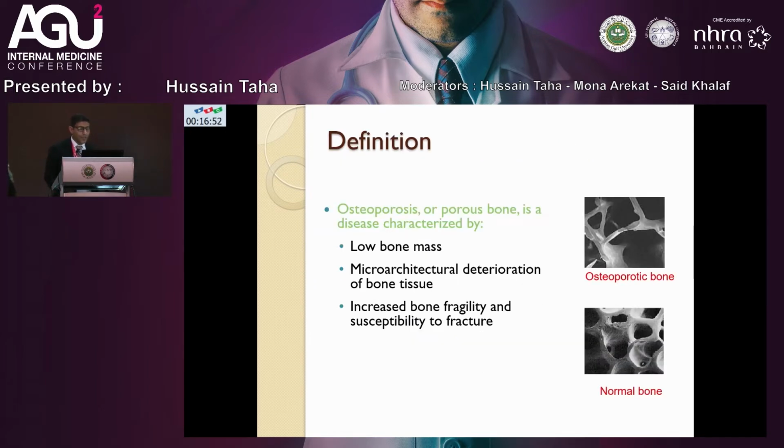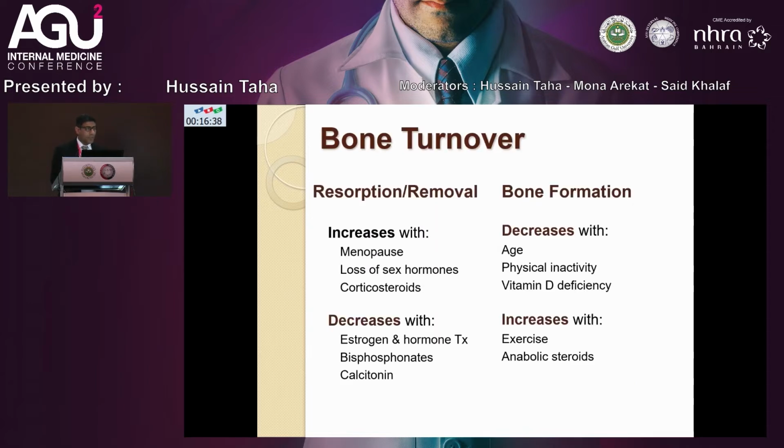Definition of osteoporosis: it is a porous bone, characterized by low bone mass, microarchitecture deterioration of the bone tissue, and increased fragility fracture. Bone turnover changes either because of reduction of bone formation or increased resorption. Resorption of the bone increases at menopause, with loss of sex hormone or corticosteroid ingestion, and decreases with estrogen therapy, bisphosphonate as anti-resorptive, or calcitonin. Bone formation decreases with aging and physical inactivity, and increases with exercise and anabolic agents like teriparatide.